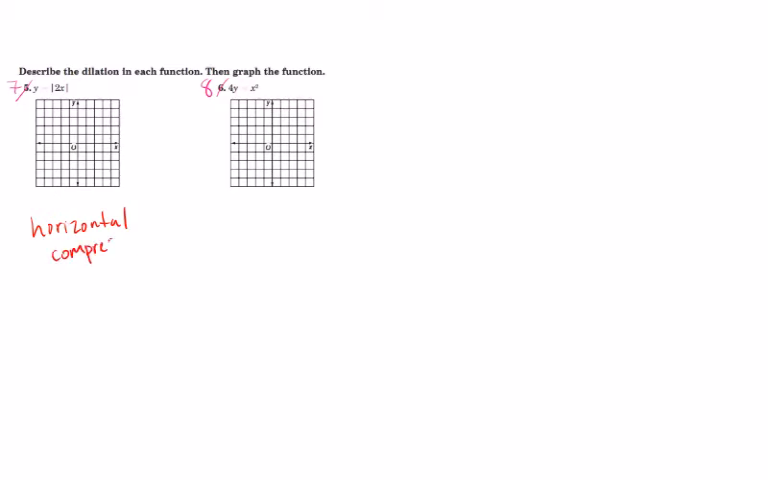So horizontal compression. Okay. And you could say by a factor of 1/2 is what it would be, but we'll just leave it at that, horizontal compression. And we know there's absolute value, so the original one looks like this. Okay. All right, so horizontal compression, that's going to make it narrower, right? So it's going to be something like this.